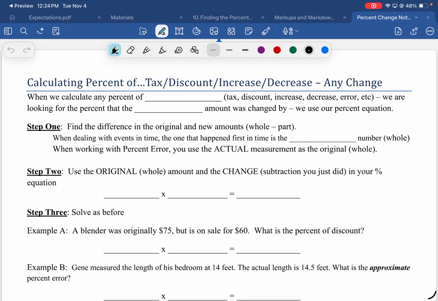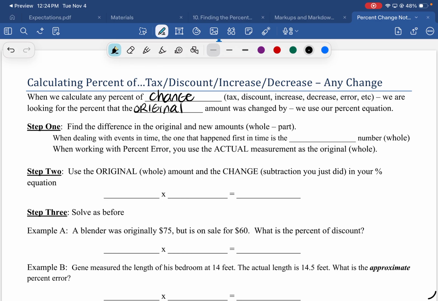All right, everybody. Today's lesson is calculating percent of tax, discount, increase, decrease, you name it, any type of change. What that means is the price or the number is going from one number to the next number. So to begin, for some notes, when we calculate any percent of change, please write that in: tax, discount, increase, decrease, error, etc. We are looking for the percent that the original amount was changed by.